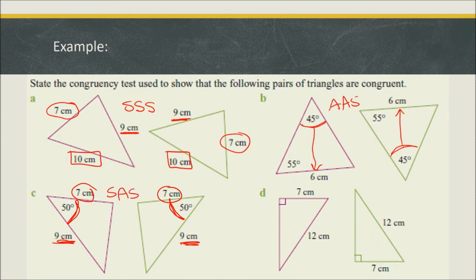And finally, in part D, we have 2 sides and an angle. We know that it's a right angle because of that little square, which means we have a hypotenuse, which is 12 centimetres, so the length of those sides match, and we have another side which is 7 centimetres, and again, those sides match. So we can say that this one is RHS. So it's right angle, hypotenuse, and side.